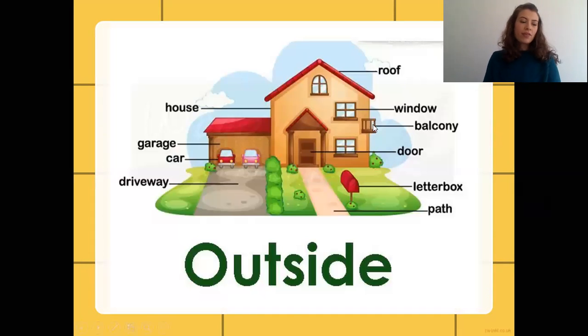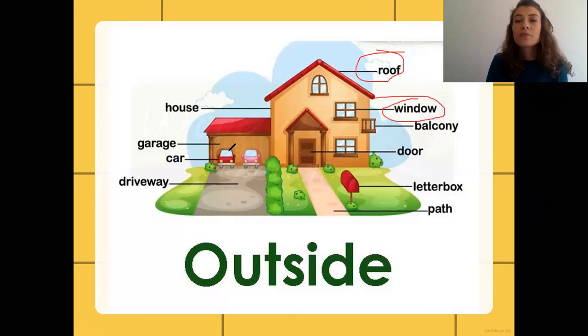Great job. So we have here a house outside of the house. We haven't said anything about inside of our house, just outside. So look, we have here some key features. We have the roof, the window, balcony. Balcony is this part of the house that sticks out of the house. So we can go there to take some fresh air, for example.